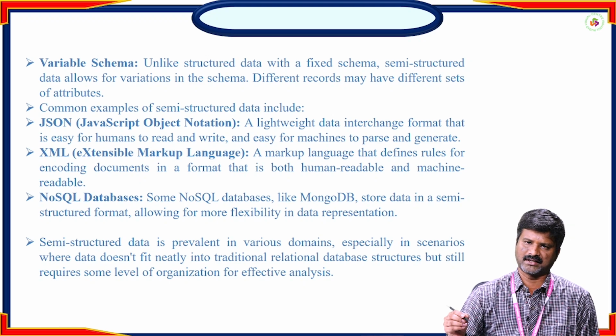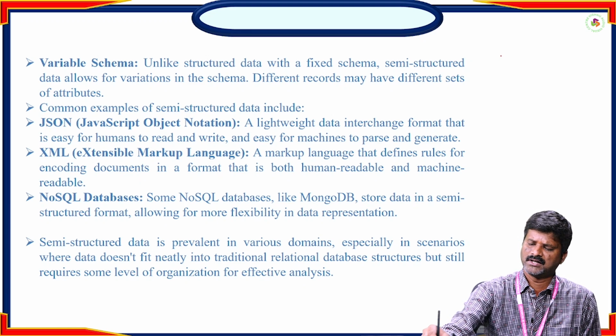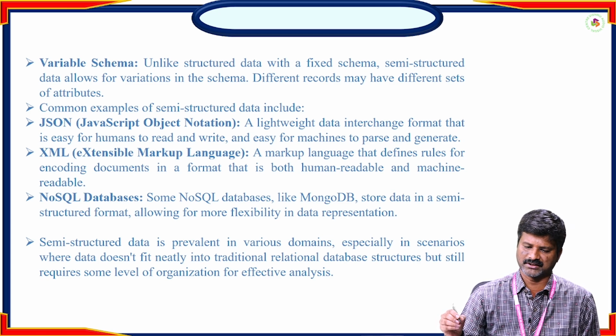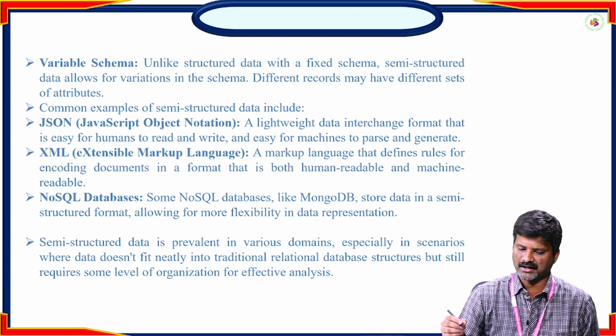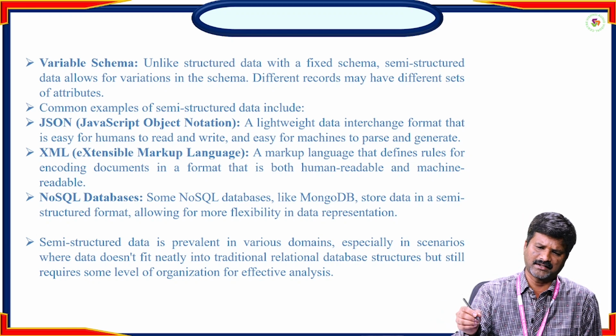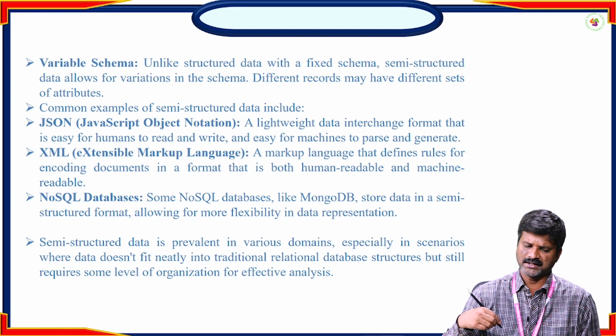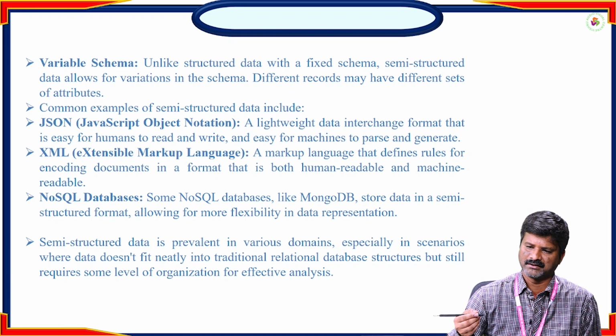And variable schema means there is no fixed schema. In structured data you have a fixed schema. Once you fix it, in the same way you need to store the data in a structured way. But in semi-structured, the variable schema allows variations in the schema. Maybe sometimes some records may have some attributes, another record may have 10 attributes, maybe a third record may have 15 attributes. Different variations in the schema, not a fixed schema. That is called a variable schema.